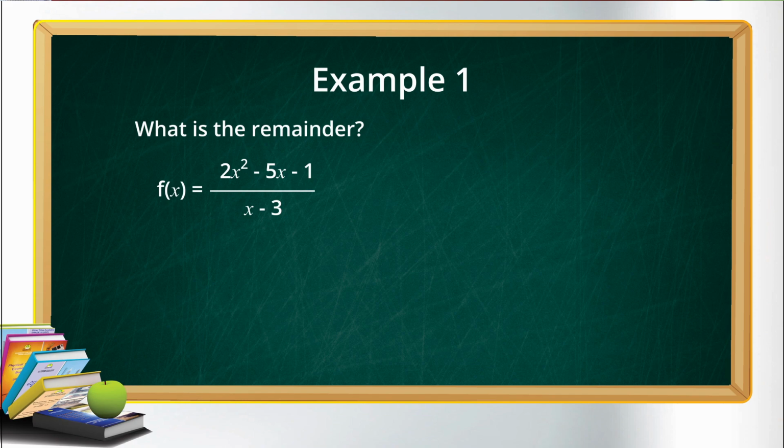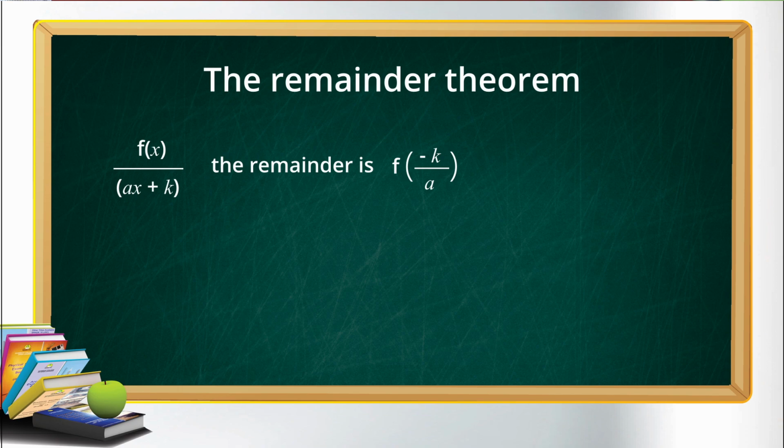What is the remainder when 2x squared minus 5x minus 1 is divided by x minus 3? Again, 2x squared minus 5x minus 1 is divided by x minus 3. But we only want to know what the remainder is. The question does not require us to find the quotient first by long division or synthetic division. So we use the remainder theorem. The remainder theorem states that if f of x is divided by ax plus k, the remainder will be given as f of minus k over a, as you can see on the screen.